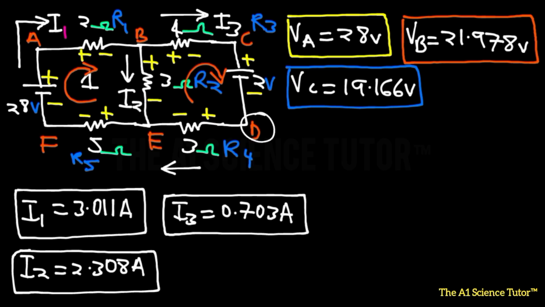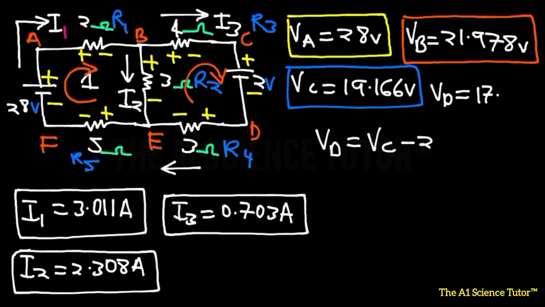Next up, we have to find the voltage left at point D. Now VD is going to be VC minus the voltage wasted over that entity, which is a battery in this case, and that's basically 2 volts. So this will be 19.166 minus 2, that will be 17. So VD should be equal to 17.166 volts.